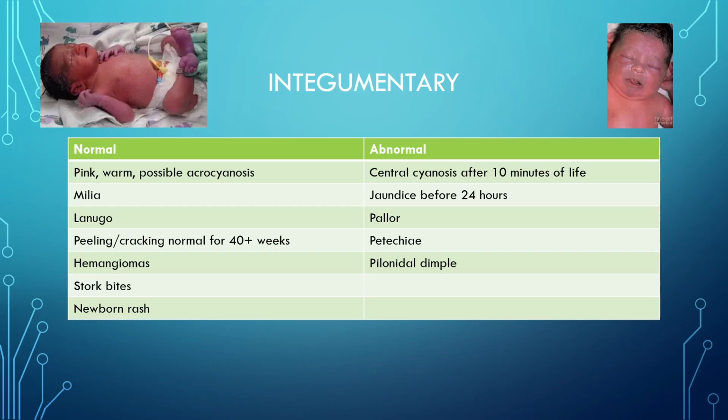Some abnormal findings would be central cyanosis after that first 10 minutes of life, jaundice before 24 hours, pallor, petechiae, a dimple, like a sacral dimple on the backside.